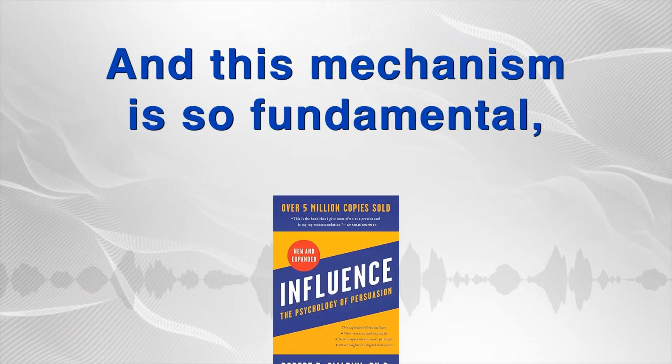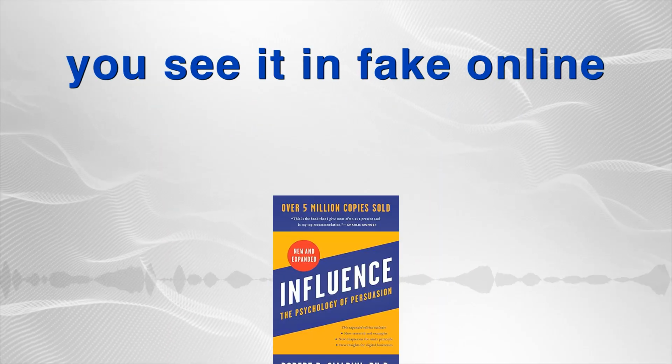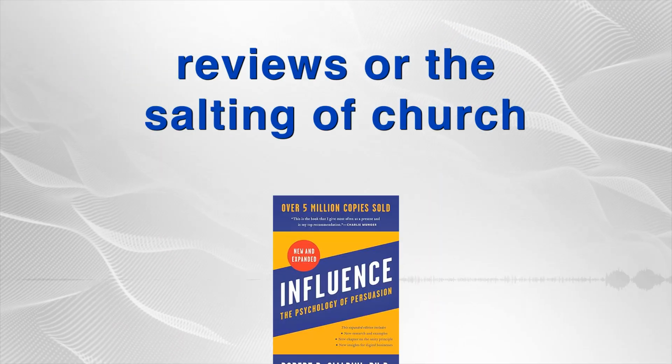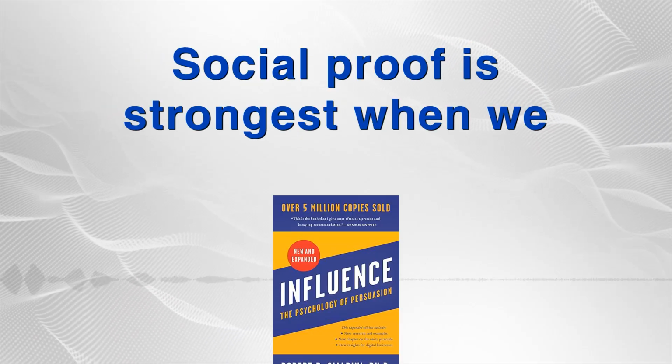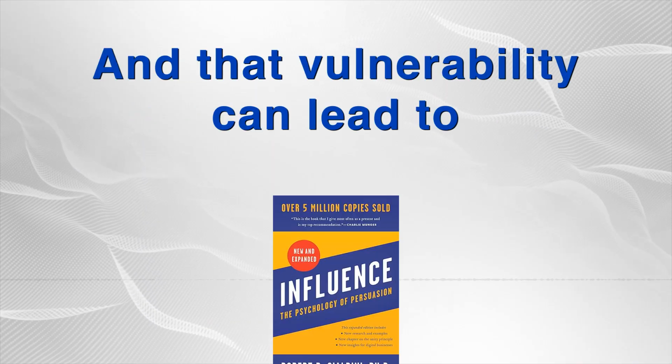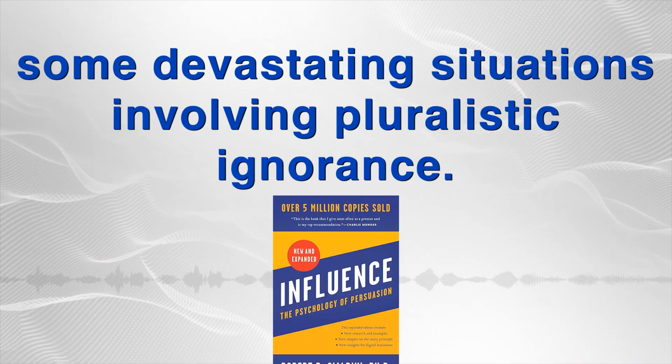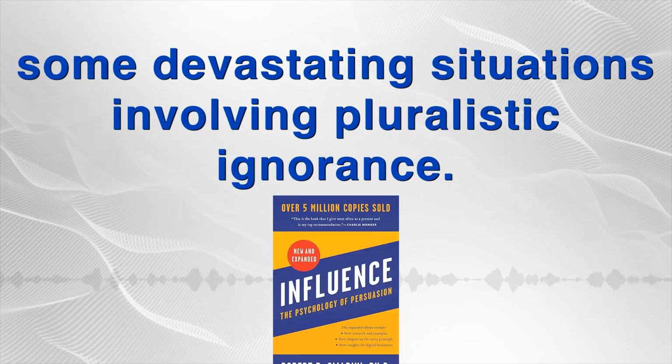And this mechanism is so fundamental. You see it in fake online reviews or the salting of church collection baskets to create the illusion of consensus. Social proof is strongest when we are uncertain. And that vulnerability can lead to some devastating situations involving pluralistic ignorance.